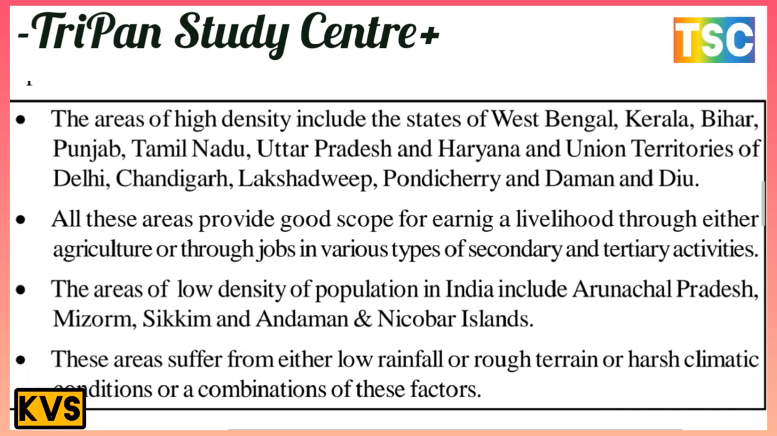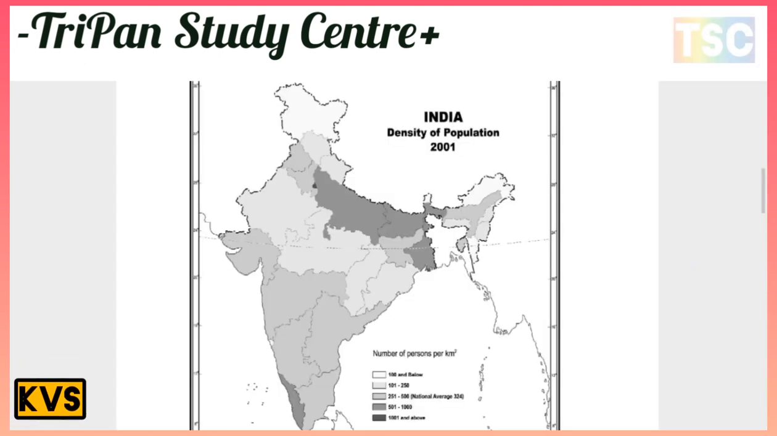There are three types of density to see in this map. This map shows the density of population according to the 2001 census. You can see the dark black color is shown only at the Calcutta side and Delhi. That is most important.